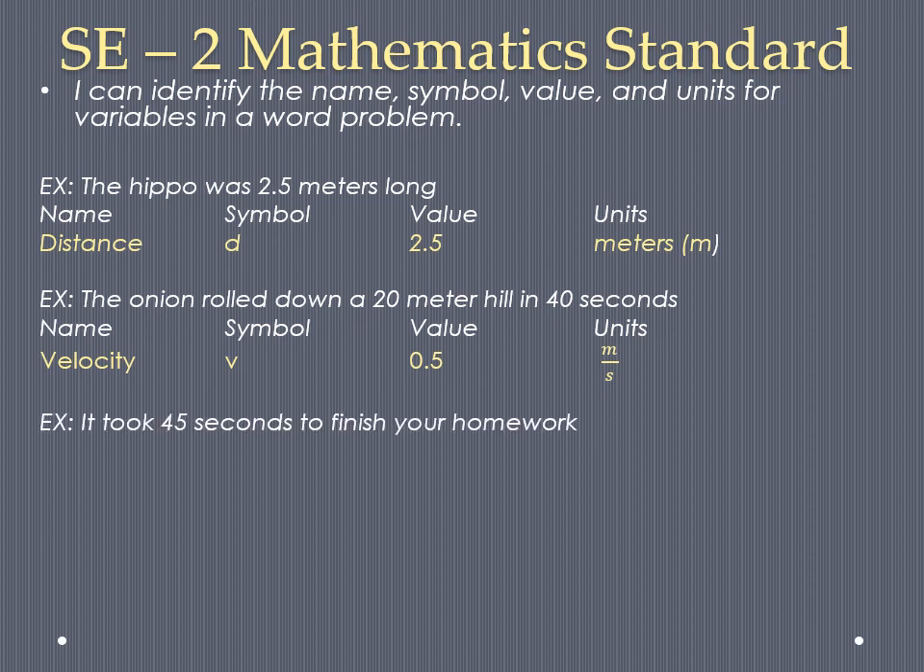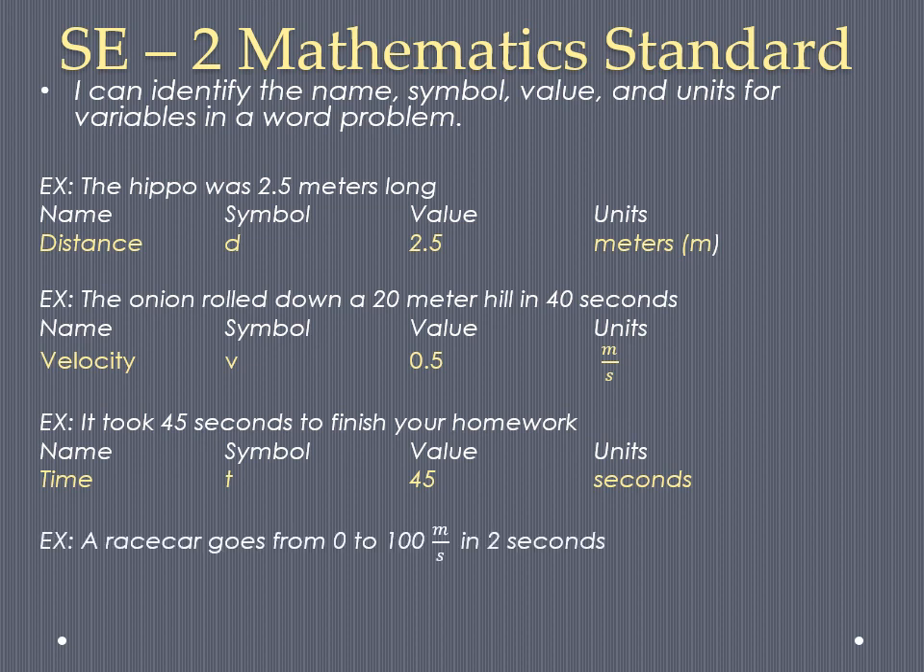If you read it took 45 seconds to finish your homework, hopefully that's true for you guys sometimes. And hopefully you could quickly identify that we're talking about time, lowercase t, the value is 45, and the units are seconds. And then the last one says a race car goes from 0 to 100 meters every second in 2 seconds. So that's talking about an object's velocity changing in a certain amount of time, which should clue you in that we're talking about acceleration here, symbol a. Acceleration is how much my velocity changes every second. So if I go from 0 to 100 in 2 seconds, the value is 50 meters per second every second.